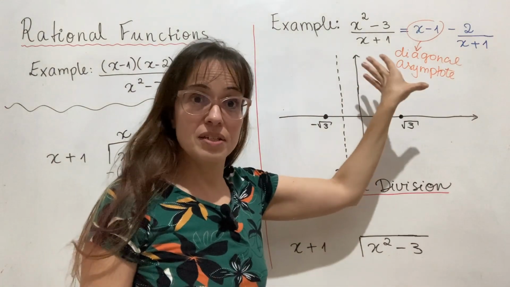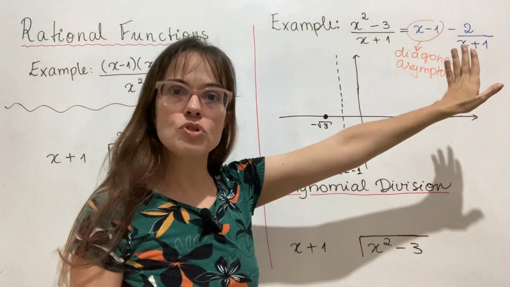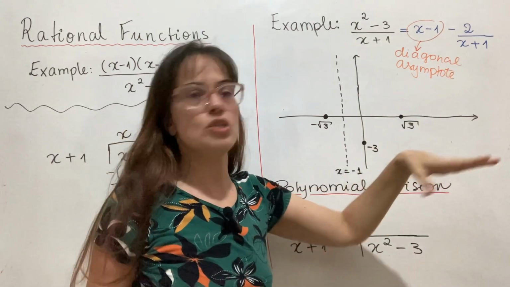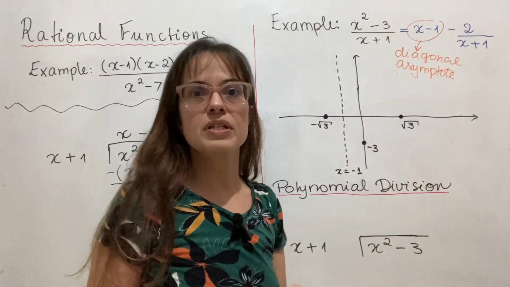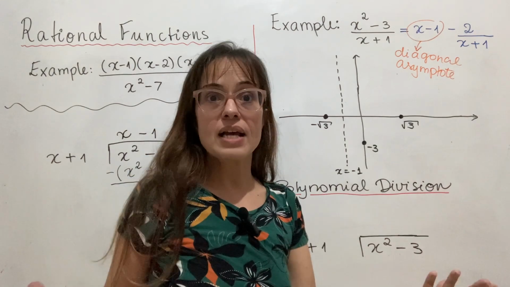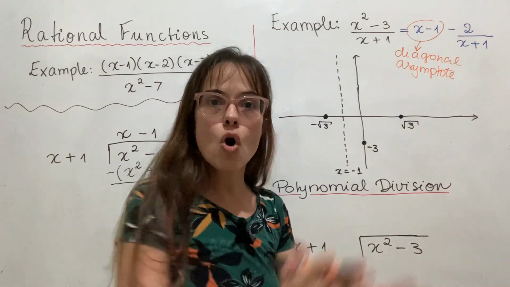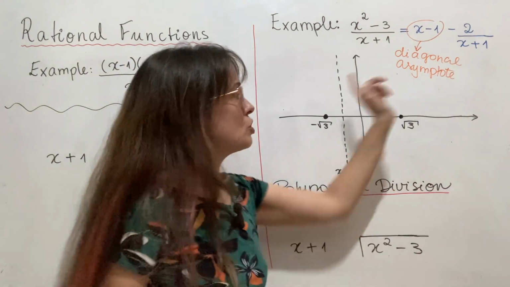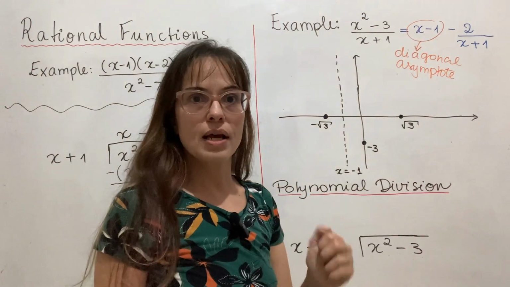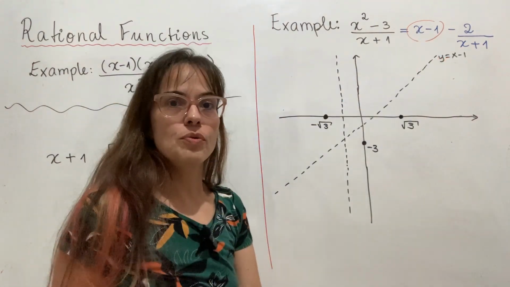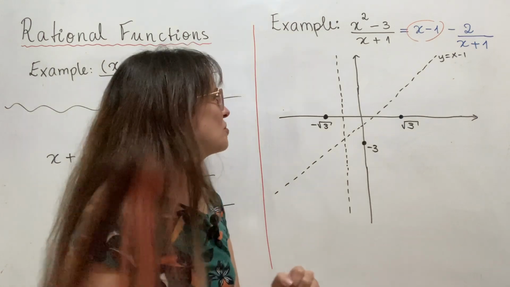The function doesn't get to be exactly equal to that line, but it's almost equal. It's just that little bit left. So that's exactly what asymptote means. It's almost equal to that. So we're going to add this x minus 1 line to our sketch. And now we are going to connect all the dots.